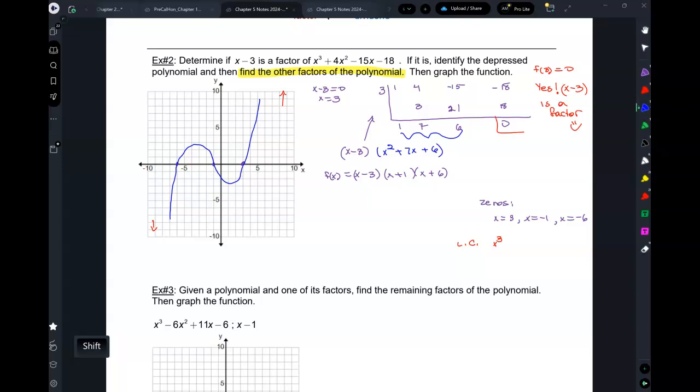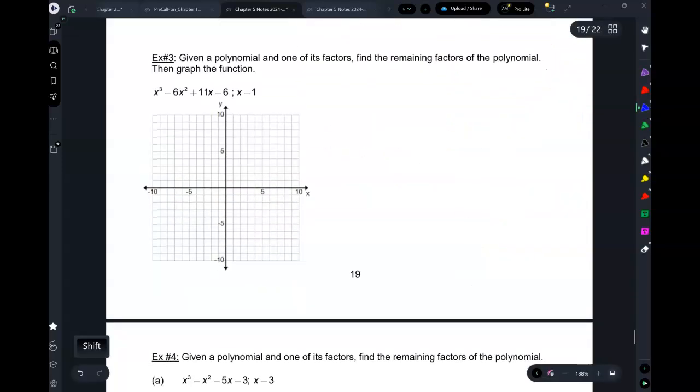Okay, so now let's do it again. We are given a polynomial and one of its factors. Find the remaining factors of the polynomial, then graph. So here we go. x minus 1 is a factor. Why don't we do the division first? 1, negative 6, 11, negative 6. By the way, we should always be checking that it's in standard form and the exponents are visible, are present, and so on.